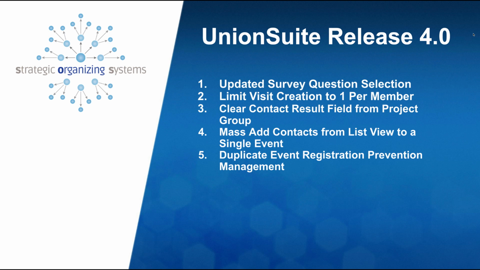In this video, we'll be going over the 5 new features in Union Suite Release 4.0. Feature number 1 is an updated survey question selection. Feature number 2 limits the visit creation to 1 per member. Feature 3, clear contact results field from the project group. Feature 4, mass edit contacts from list view to a single event. And finally, Feature 5, duplicate event registration prevention management.